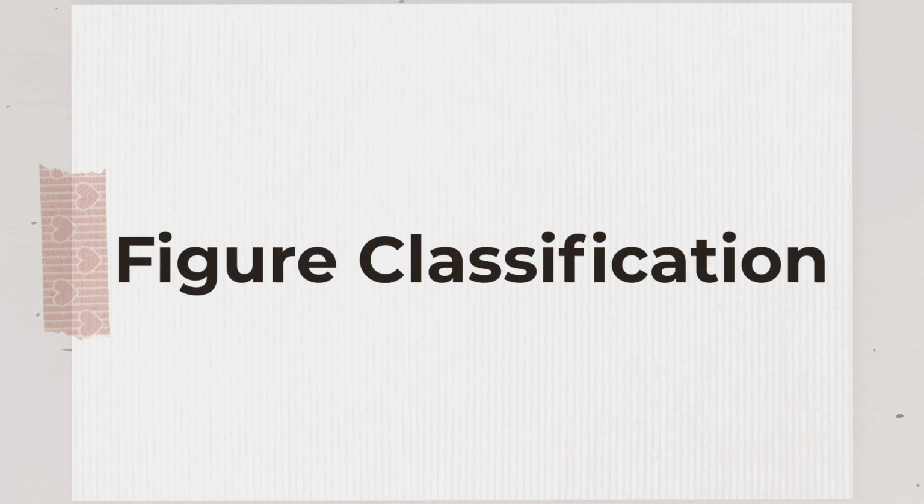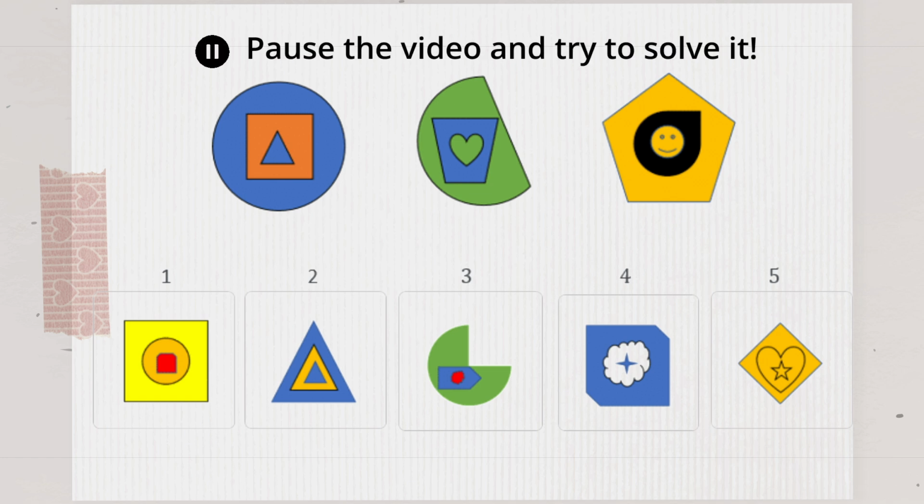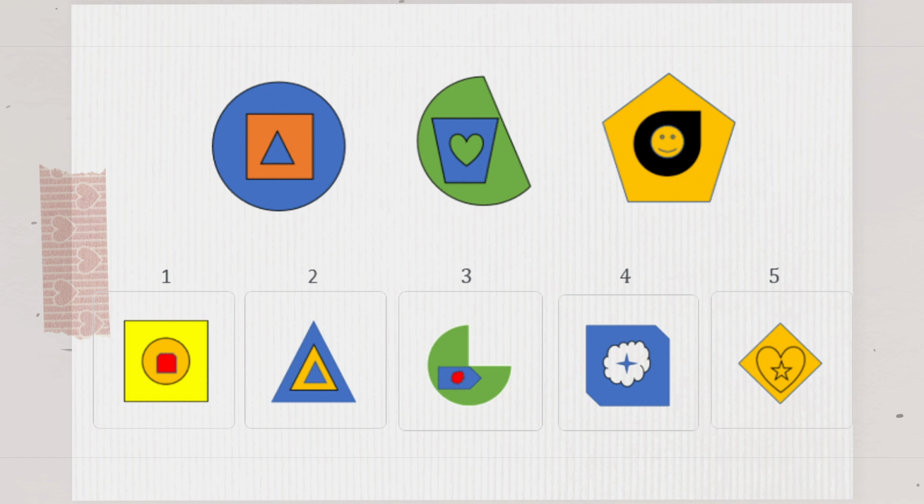The next subtest is figure classification. In this question, the first 3 figures are alike in some way. Choose the figure from the answer choices that goes with the first 3 figures. In this question, the top 3 figures contain a series of different shapes that fit one inside the other. Notice that the inner and outer shapes are always the same color, but the middle shape has a different color.